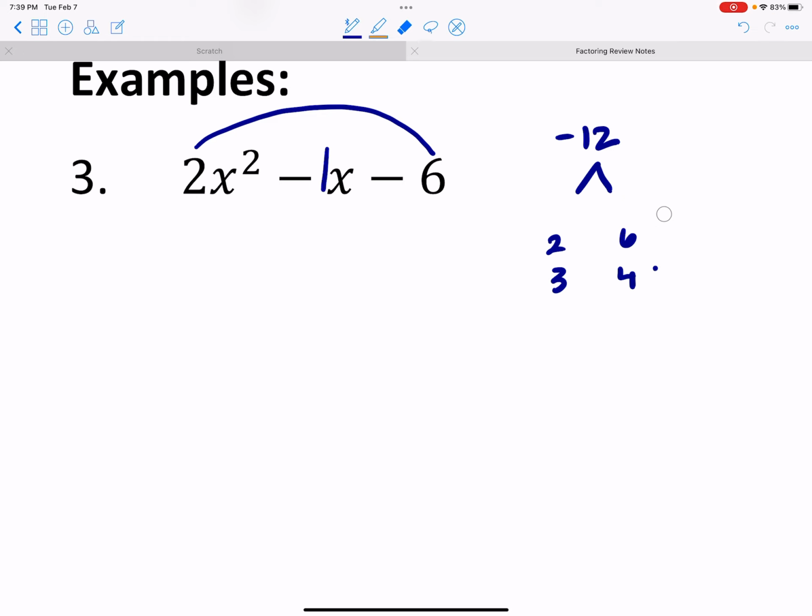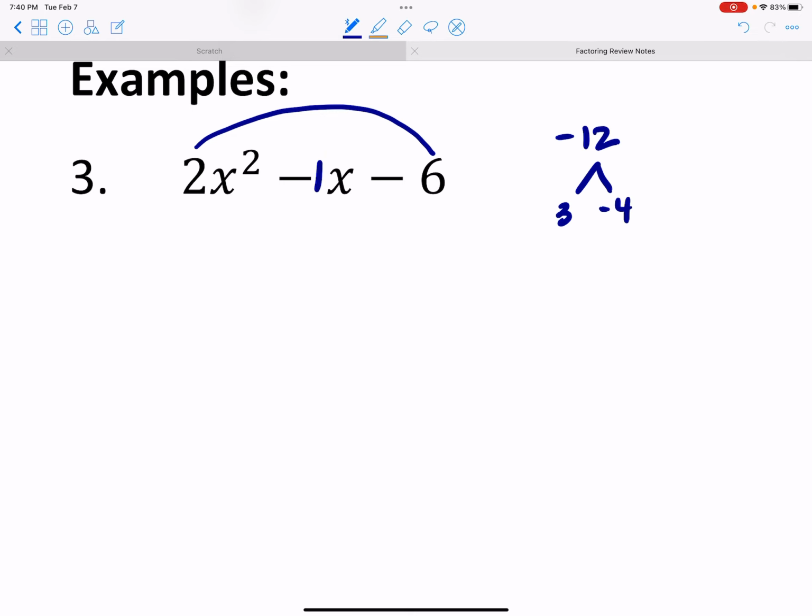So I'm looking for two numbers that multiply to negative 12. I said 3 and 4 are going to get me 12. And I need them to add to negative 1, so if I make the 4 negative, then those two numbers multiply to negative 12, and they add to the negative 1 that's in the middle.